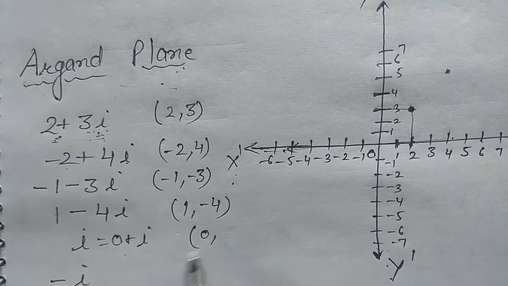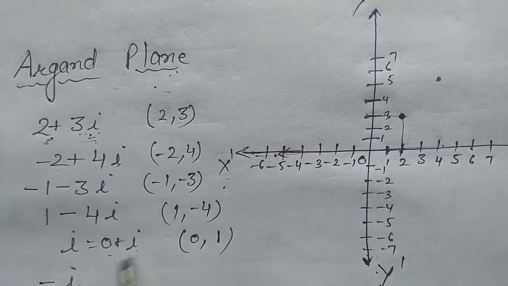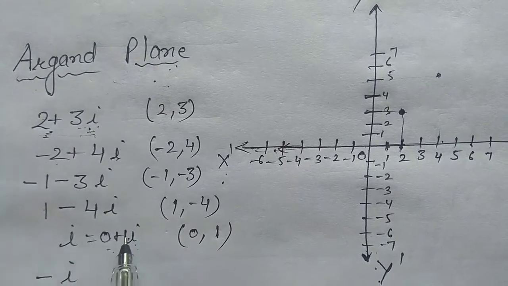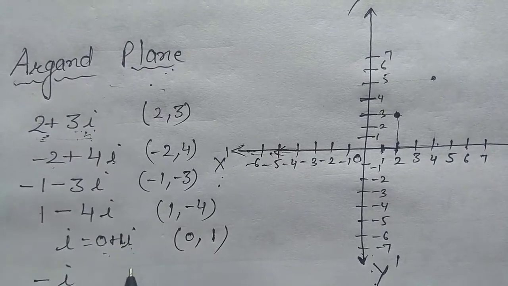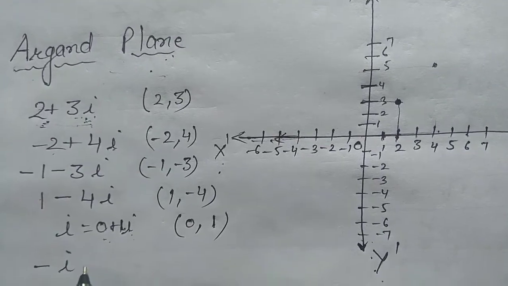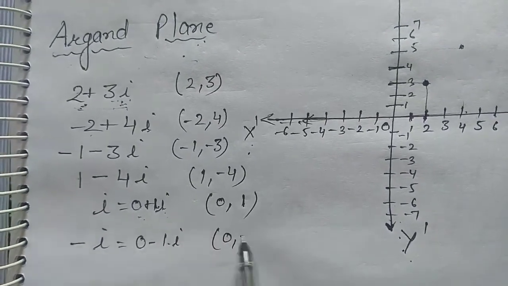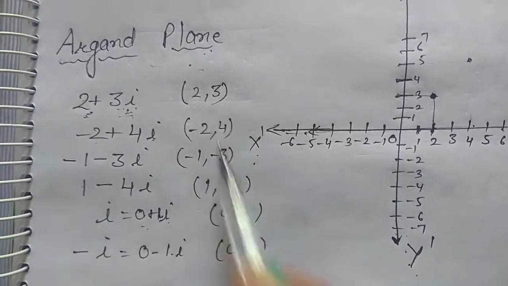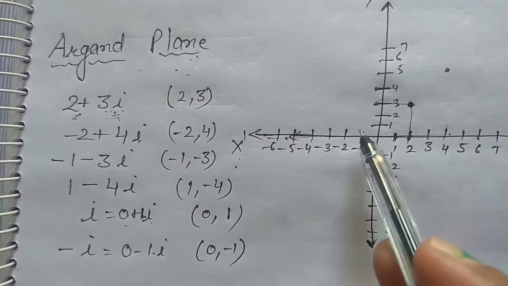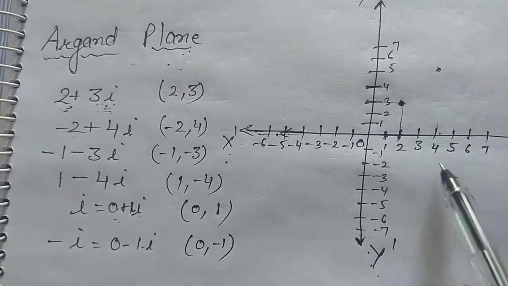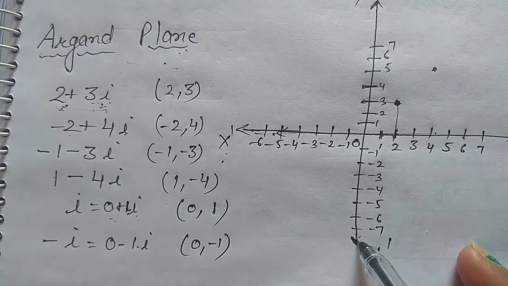So here x is 0 and y is 1, because it is 1 into iota, and the coefficient of iota is 1. So the b part is 1 here. And this we can write as 0 minus 1 into iota. So this point is (0, -1). So we can plot these complex numbers on the Argand plane. So this plane is called the complex plane.